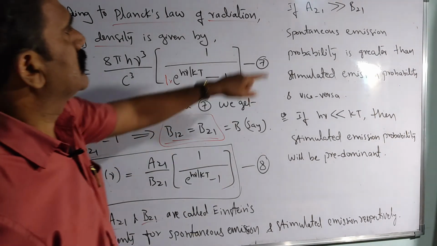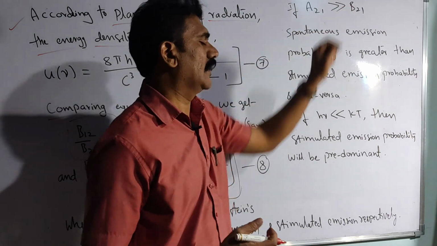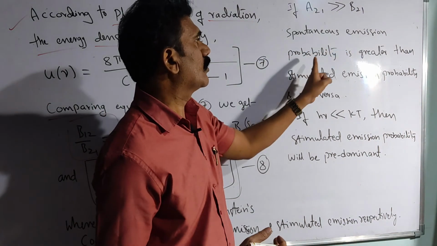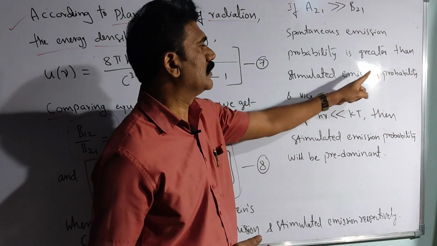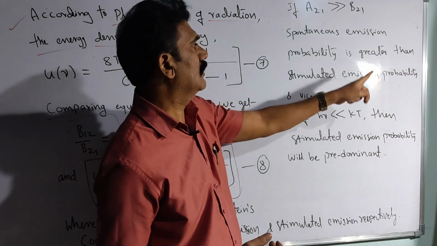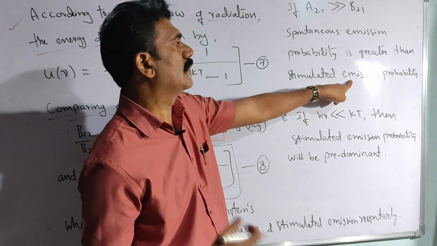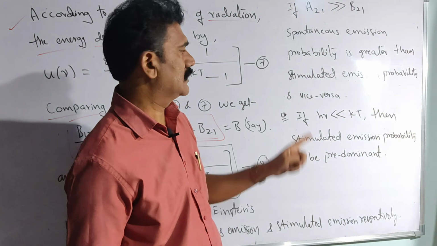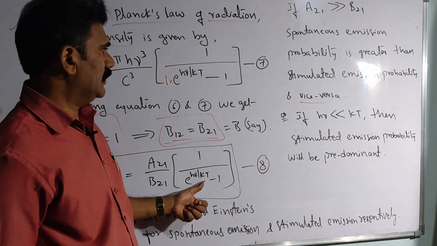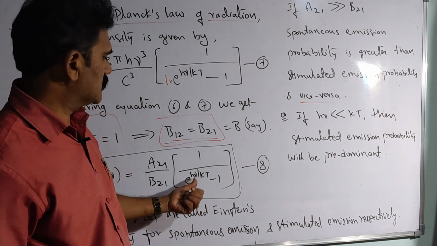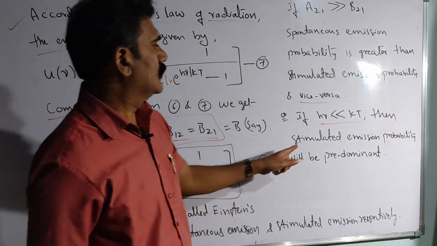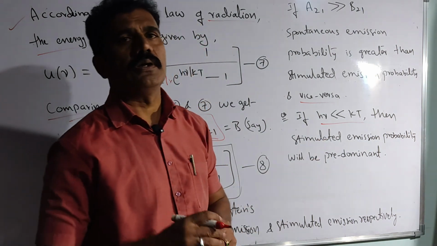Okay, so look at the conditions here. If A21 is greater than B21, so that means the numerator coefficient is very much greater, then spontaneous emission probability is greater than the stimulated emission probability. Or suppose if A21 is smaller than B21, then stimulated emission probability is greater than spontaneous emission probability. So that's why you can write it vice versa. And in terms of h nu by kT, you can consider that the numerator h nu should be very much small compared to the denominator. So if h nu is very much smaller than kT, then also stimulated emission probability will predominate.